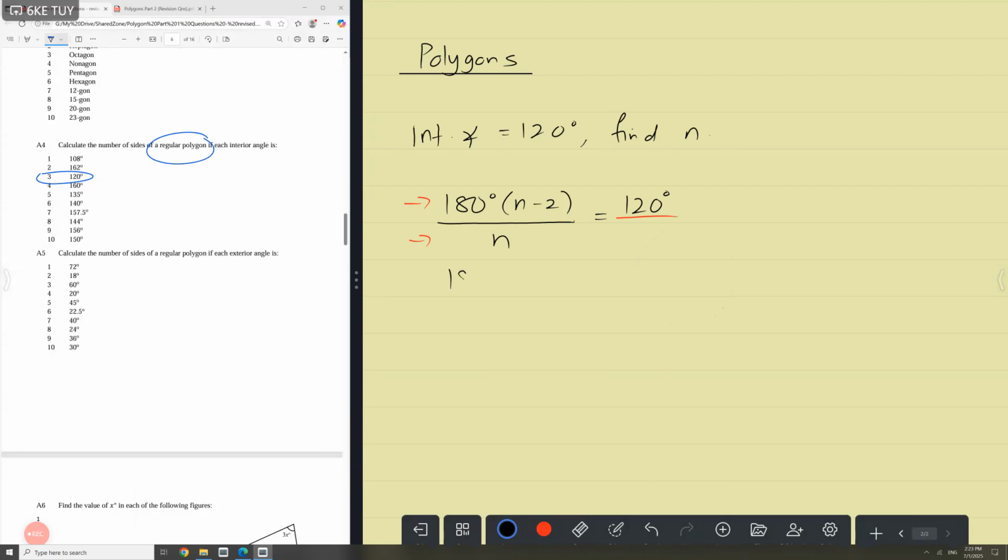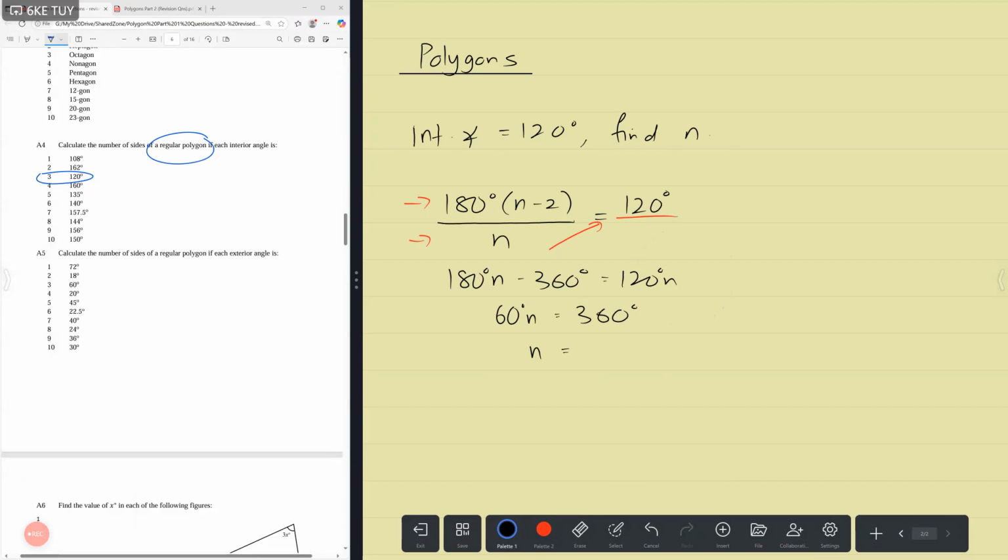So we have 180n minus 360 degrees equals 120 degrees n, because what I did is just cross multiply. The next step is to put them to one side and solve for n. So I will have 60 degrees n equals 360 degrees. Therefore, n equals 360 divided by 60, and we get 6. So in this case, n equals 6, which is a hexagon.